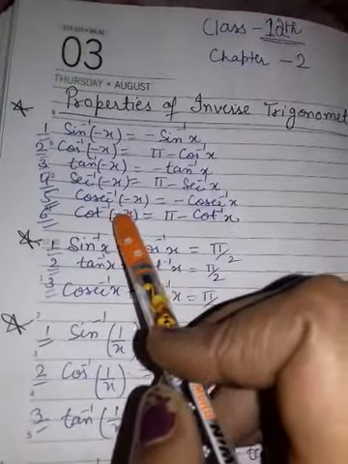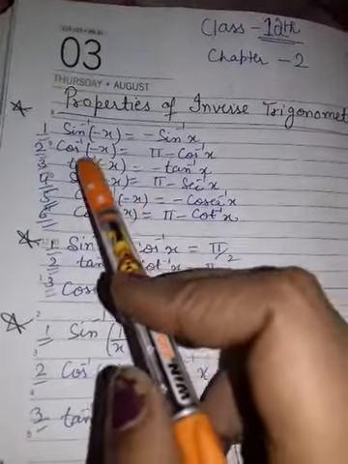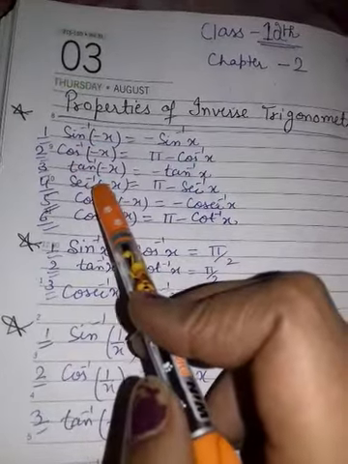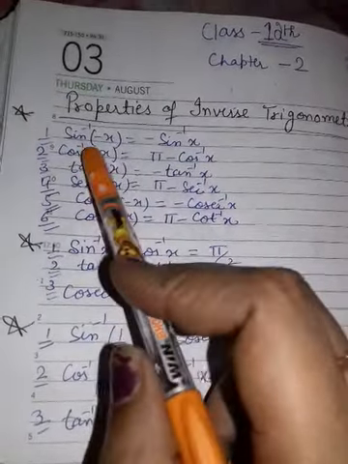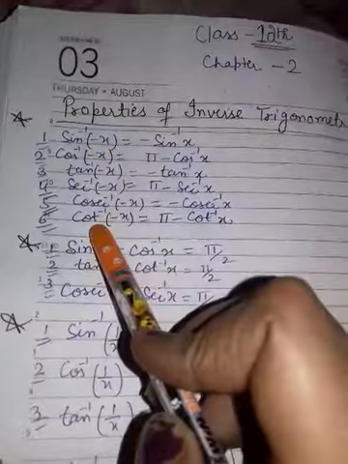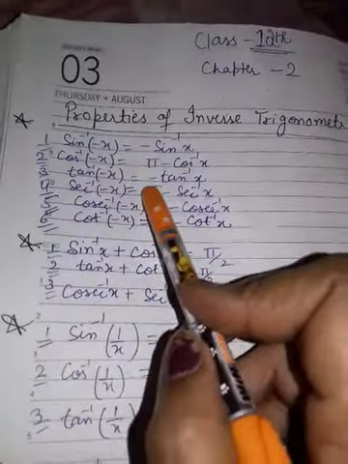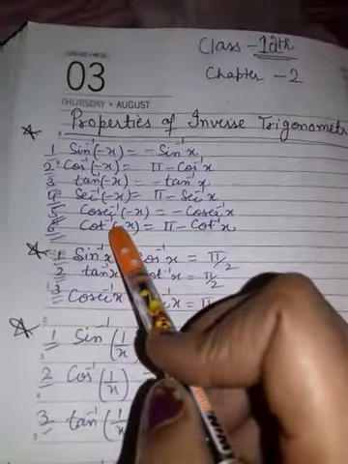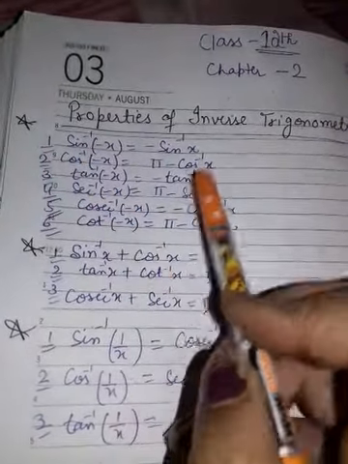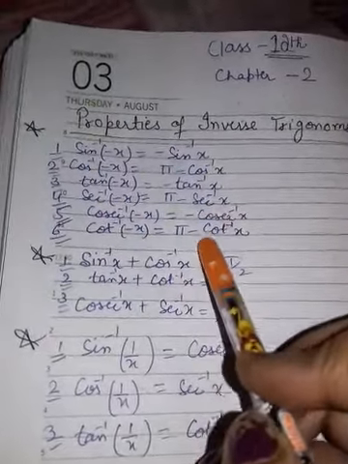Cot inverse of minus x. Remember this thing: cos and its reciprocal, and cot and cos, will also come in the same manner. Cot and cos have the same tone, so both will come in the same manner.